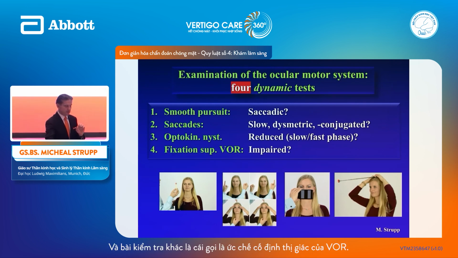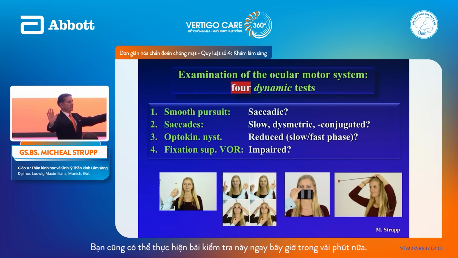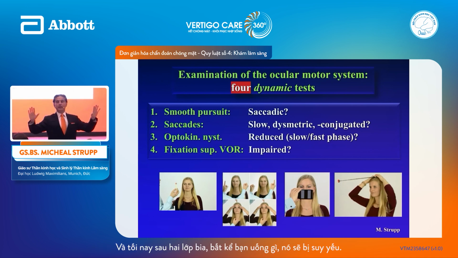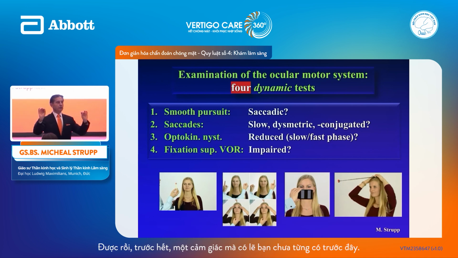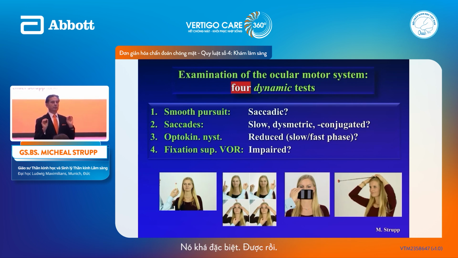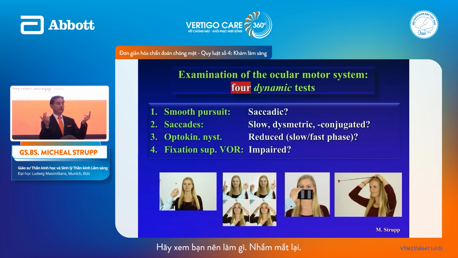And the other test is the so-called visual fixation suppression of the VOR. This you can also exercise now in a few moments. And tonight, after 2 glasses of beer, whatever you drink, it will be impaired. Okay, first of all, a feeling which you probably never had before. That's quite exceptional. Okay, before you close your eyes, please have a look at what you should do.